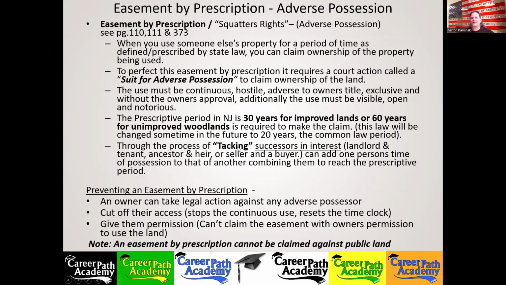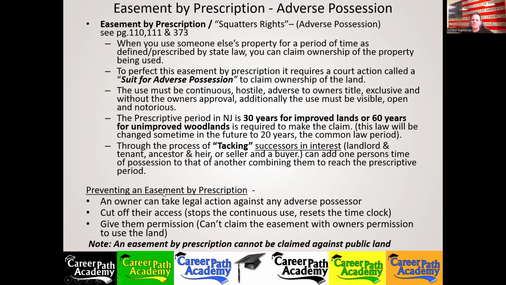Now, through the process known as tacking, successors in interest can tack on their time to another person's time, combining those two time periods to reach a prescriptive period where they can make a claim of adverse possession. But they have to be successors in interest of some sort, like a landlord and a tenant, an ancestor and an heir, seller and a buyer. They could add on that one person's time to the others, combining them to reach that prescriptive period.